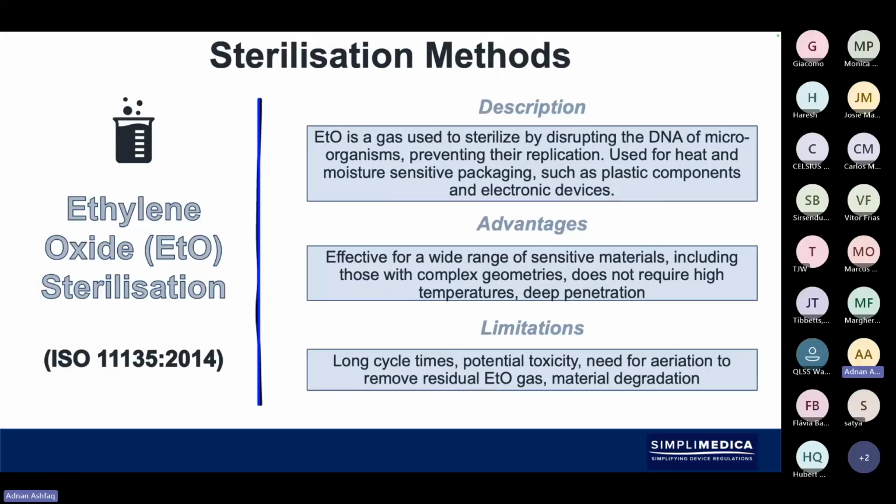Now, ETO, which is commonly used for other devices, such as plastic components or electronic devices. ISO 11135 is the standard that talks more about the requirements for ETO sterilization. So that's a gas which is used to sterilize by disrupting the DNA of the microorganisms, preventing replication. It's used for heat and moisture sensitive packaging. So that's where you've got things like Tyvek packaging and gas permeable packaging materials, those type of materials that are used.